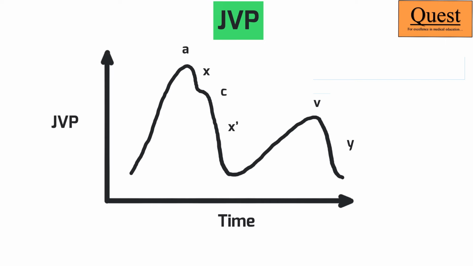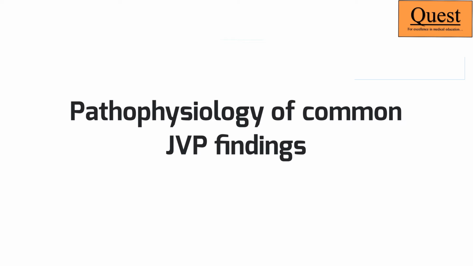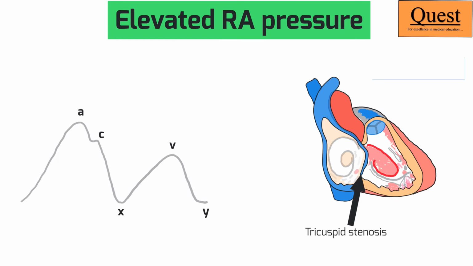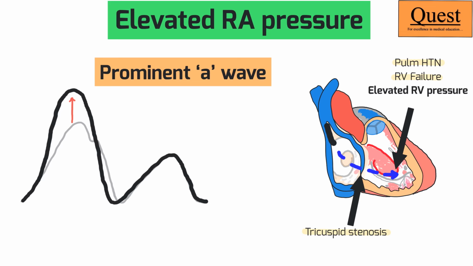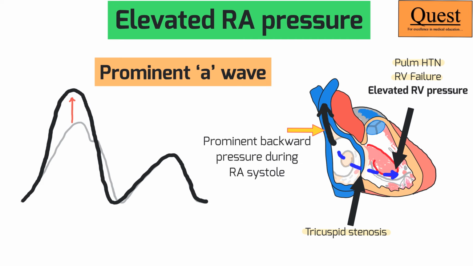Let us also understand what could go wrong with these waves. Well, if I have a situation such that the tricuspid valve is either closed, that is tricuspid stenosis, or the pressure in the right ventricle is too high, like in a patient of pulmonary hypertension or right ventricular failure, now my atrial systole will have to really force down blood from the right atrium towards the right ventricle. This would lead to a prominent A wave.